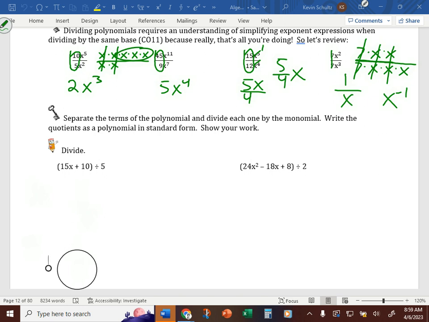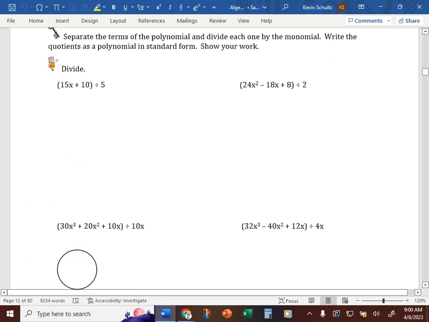Anything else? These are great questions to ask. Can we do the first one? Yes. Great. I think I know what that much is. The first one, we're dividing.